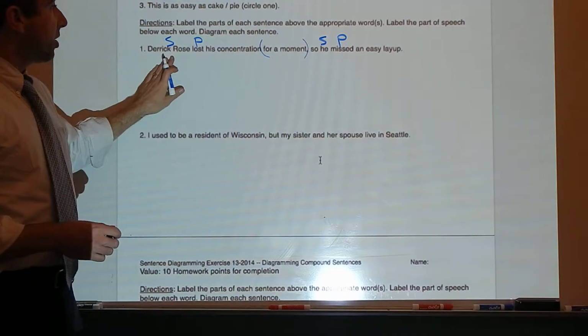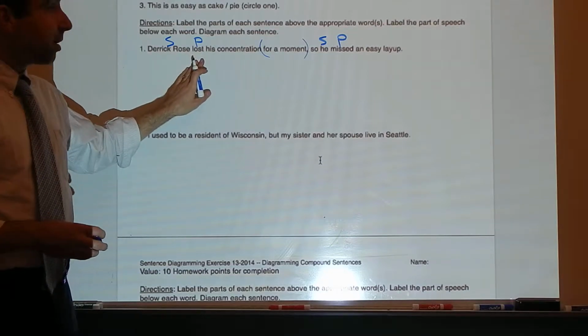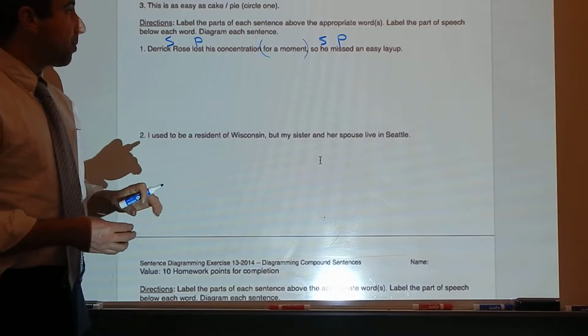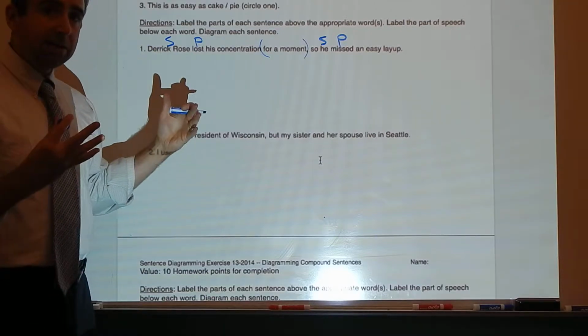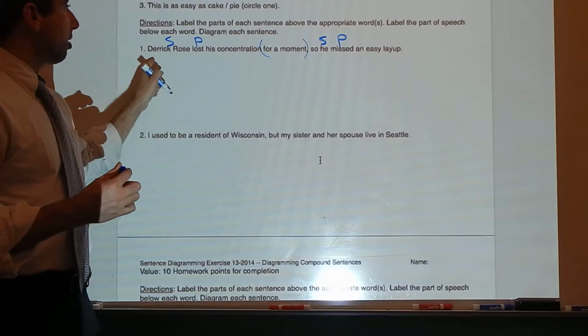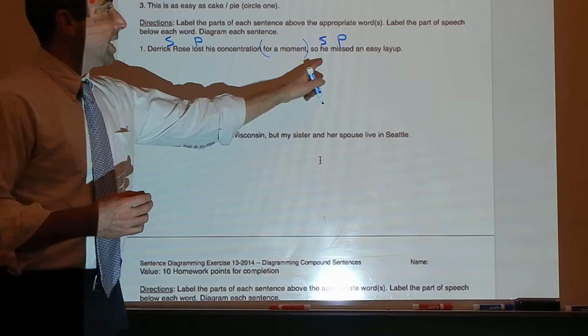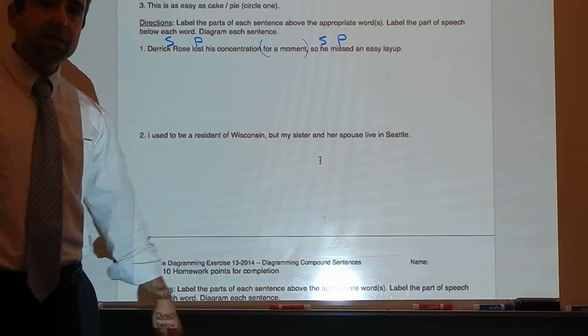All right, I hope you got Derek Rose and lost as the first subject and predicate, and he and missed as the second subject and predicate. Remember that these are compound sentences. They could each be 2 sentences. Derek Rose lost his concentration for a moment. That could be a sentence by itself. He missed an easy layup. That could be a sentence by itself.